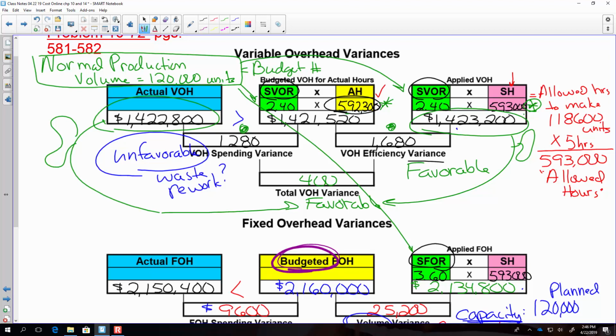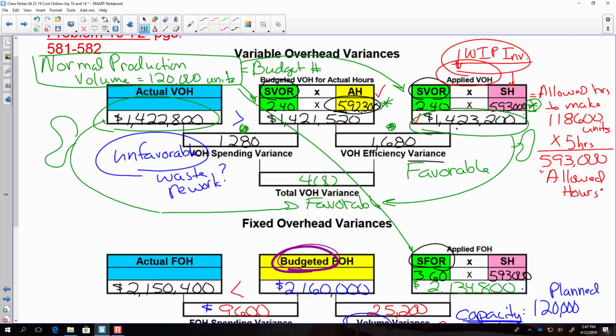Remember this term, applied variable overhead. We apply this to what? Work in process inventory. So here again, just like with materials and labor, this 1.423 million is what we're going to put into work in process inventory here. That's the debit entry. And I'm going to credit what? The manufacturing overhead control, just like we did in chapter 4. That's the entry to record and put it into our WIP account.